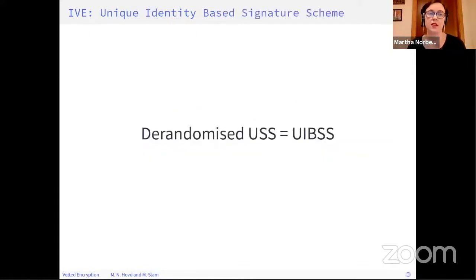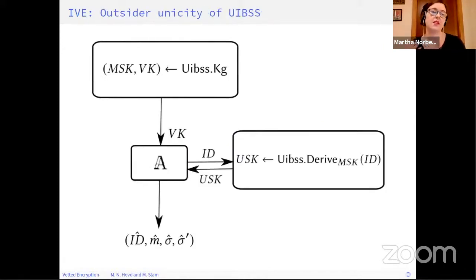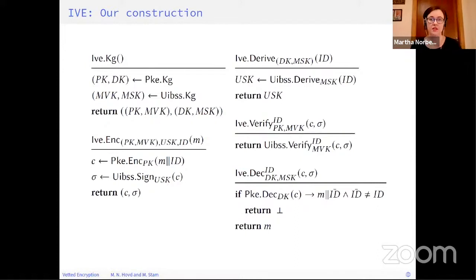So to construct an IVE, we require a unique identity-based signature scheme, and we achieve this by applying the known de-randomization certificate-based transformation to a unique signature scheme so that we get an identity-based signature scheme. And we require of this that it achieves outsider unicity, where the adversary gets the verification key and also has access to a derivation oracle. And the hardness is that the adversary shouldn't be able to output 2 distinct signatures that verify on the identity and message.